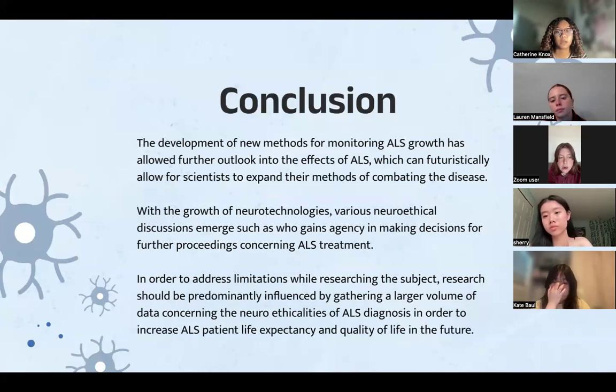With the growth of neurotechnologies, various neuroethical discussions emerge, such as who gains agency in making decisions for further proceedings concerning ALS treatment. And in order to address limitations while researching this subject, research should be predominantly influenced by gathering a large volume of data concerning the neuroethics of ALS diagnosis in order to increase patient life expectancy and quality of life in the future.